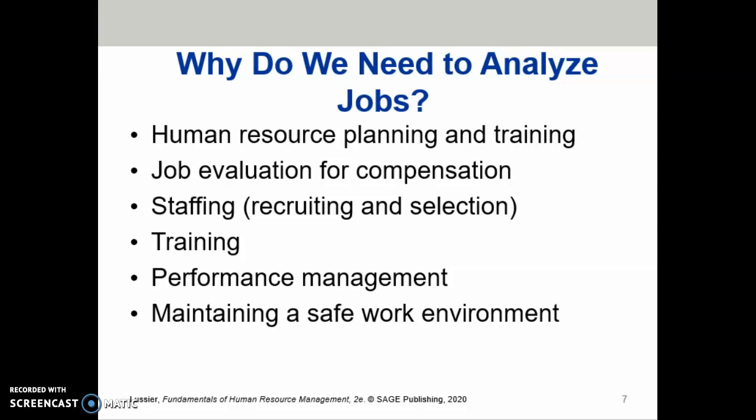So why do we need to analyze jobs? Well, it's a basis for human resource planning and training, and it helps us design jobs to get the results that we're going to need. Job evaluation for compensation: we need to know what the job consists of in order to know what to pay. Staffing, recruiting, selection, training. Performance management: how can we evaluate performance if we don't know what the worker's job consists of? And then maintaining a safe work environment. Knowing the job duties will help identify job hazards, necessary PPE, and required safety training.